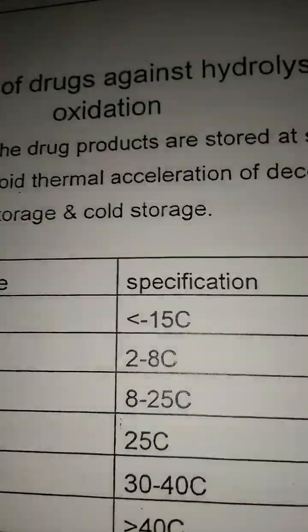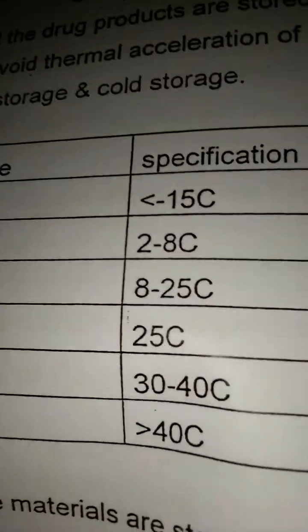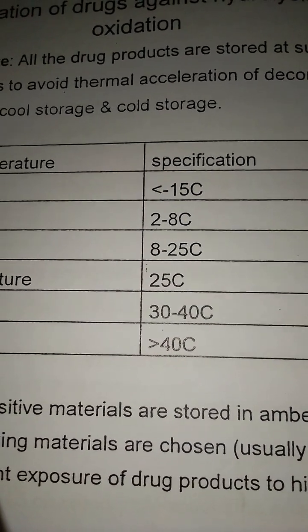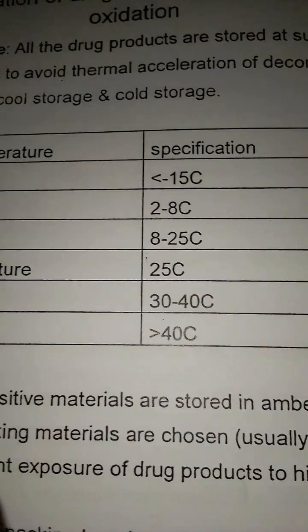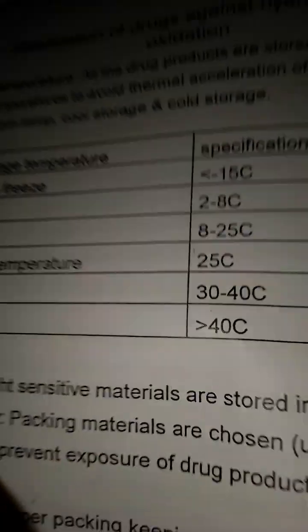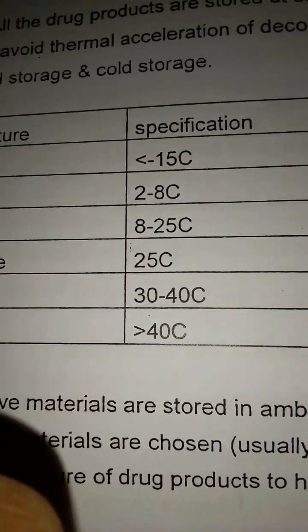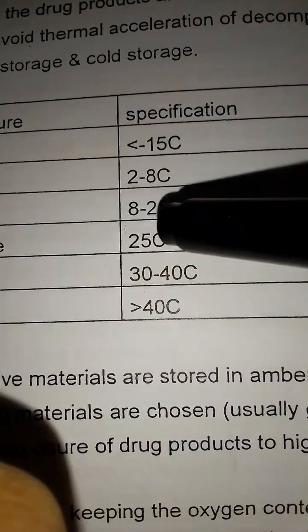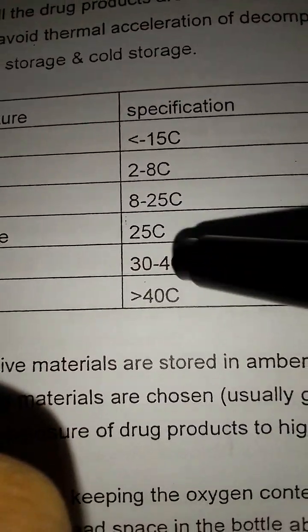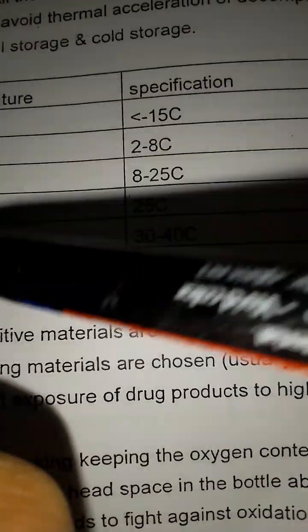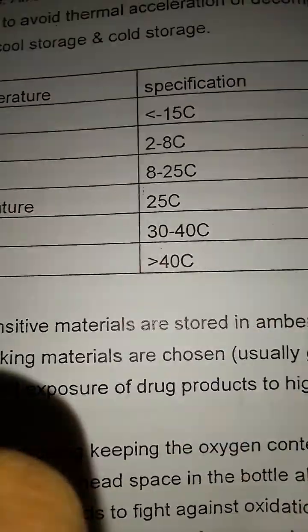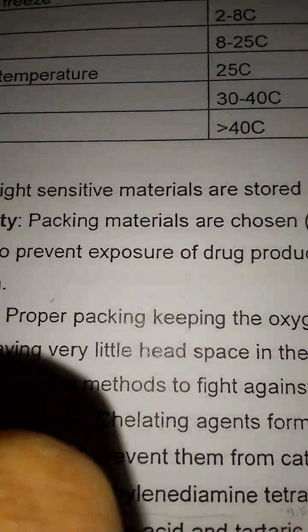Stabilization of drugs against hydrolysis and oxidation. Temperature: all of the drug products are stored at suitable temperature to avoid thermal acceleration of decomposition. Notice that: room temperature, cool storage, and cold storage. Storage temperature: deep freeze, less than minus 15 degrees Celsius; cold, 2 to 8 degrees Celsius; cool, 8 to 25 degrees Celsius; room temperature, 25 degrees Celsius; warm, 30 to 40 degrees Celsius; hot, more than 40 degrees Celsius.